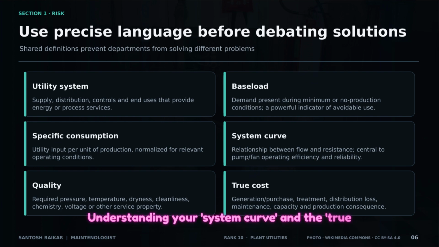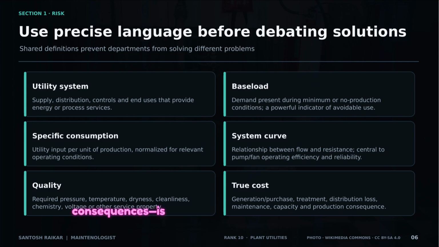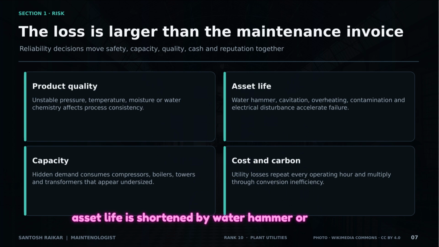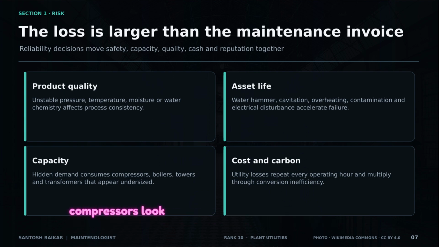Understanding your system curve and the true cost, which includes maintenance and production consequences, is vital for a shared strategy between departments. Remember, the loss is always larger than the maintenance invoice. Reliability decisions impact safety, capacity, and reputation. When utilities are unstable, asset life is shortened by water hammer or cavitation, and hidden demand makes your boilers and compressors look undersized when they actually have plenty of capacity.